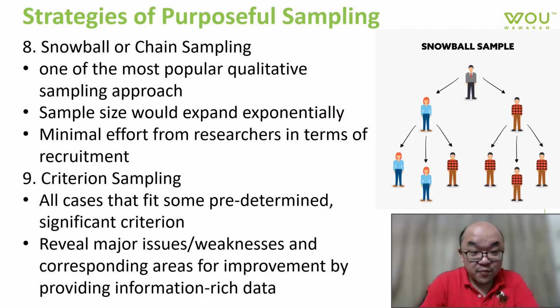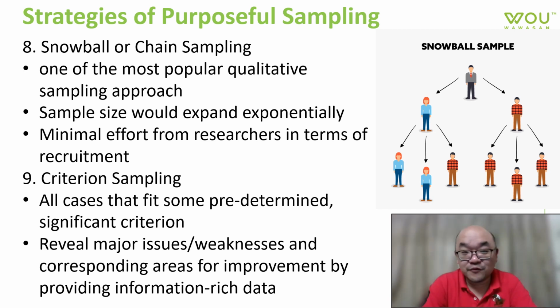Number eight is the snowball or chain sampling. Most of you who actually run the experiment later on would tend to use somewhat this. So snowball is when people actually introduce you to another person. So it's like they would help you to spread the news. The good thing is that sample size will expand exponentially if you do so, according to this picture here. So it's like a pyramid scheme. One researcher gets 2 participants, and each participant gets them 3 participants more. Okay, it will require minimal effort from the researcher. That's why it's one of the most popular qualitative sampling approaches.